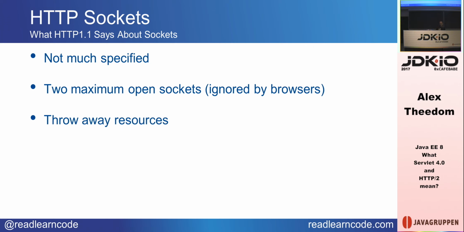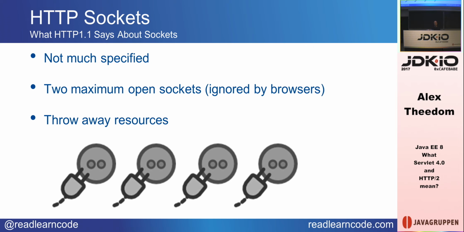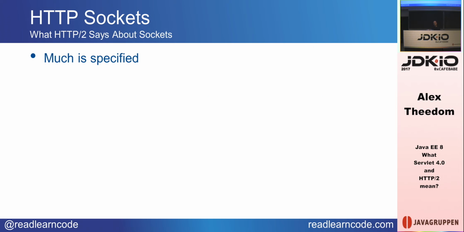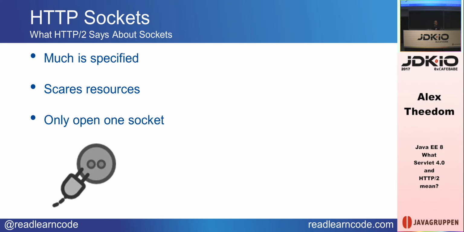This really means that it's seen as a throwaway resource. A resource that you can open, you can close, you can open, you can close, it doesn't matter. It's not specified how it should be treated, in contrast to the way in which HTTP2 sees this particular issue. A lot is said about sockets. What it says is that it's a scarce resource. They are something that should be respected. You only really want to open one single socket, okay?